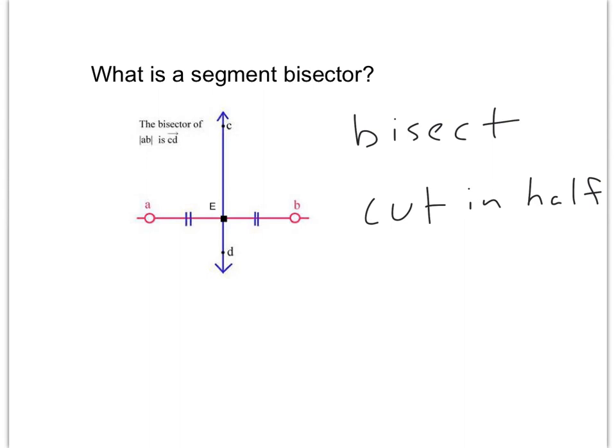So what that is saying here is that this line CD is a bisector of segment AB, because AE is congruent to EB. So if a line cuts a segment in half, the line bisects the segment.